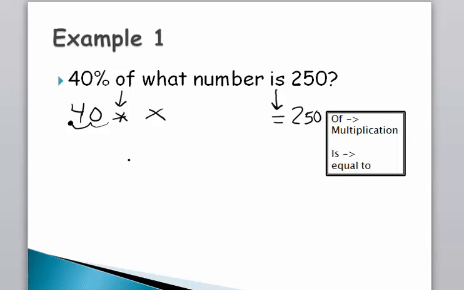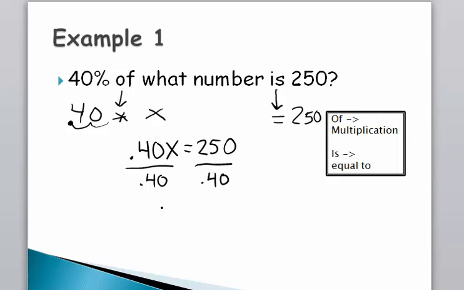And so we have an equation that looks like 0.40x equals 250. Now, to solve that equation, we simply need to divide both sides of the equation by 0.40, and that will solve for x. Plugging into our calculator, 250 divided by 0.40 gives me 625.